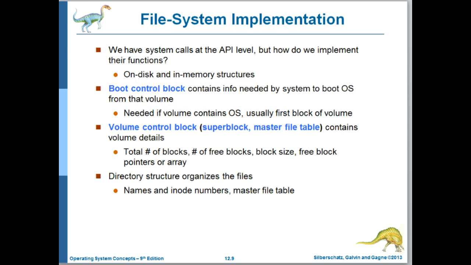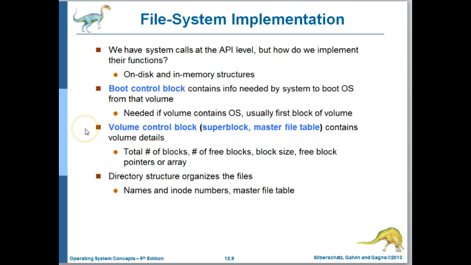Okay, so there are structures on disk that describe the overall file system, as well as individual files within the file system. And then for files that are open, there are in-memory structures, as for instance, a read pointer or a write pointer pointing to the next byte location within the file to be read or written. I'm going to skip this boot control block.